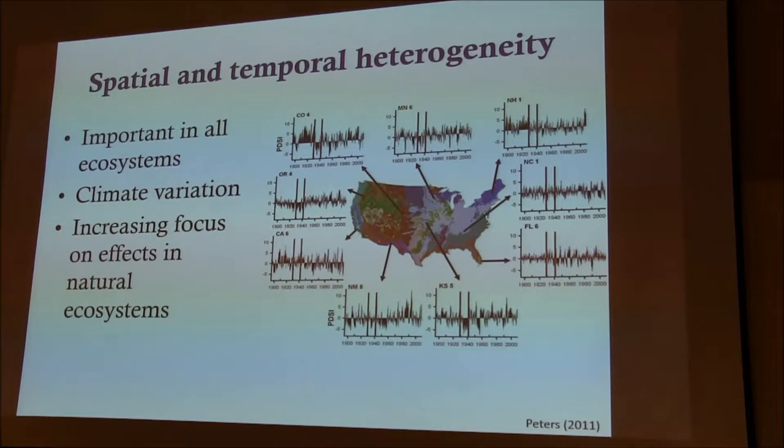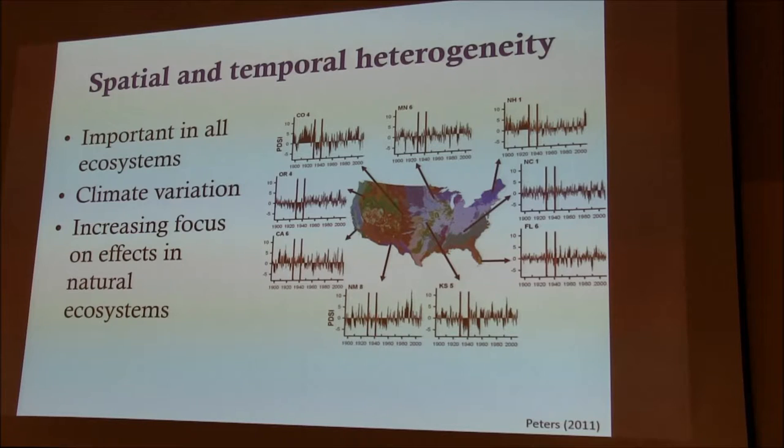Spatial and temporal heterogeneity are important characteristics of all ecosystems, affecting, to varying degrees, community structure, species diversity patterns, and ecosystem function. For many, this variability is really driven by climate, as seen here. What we have is the Palmer Drought Severity Index, which includes temperature and precipitation, going back 100 years in each of these locations across the United States. And one thing that really stands out is that there's a great deal of both spatial and temporal variation.